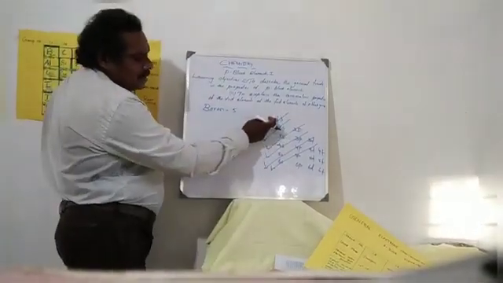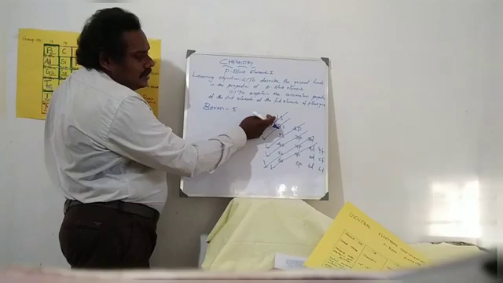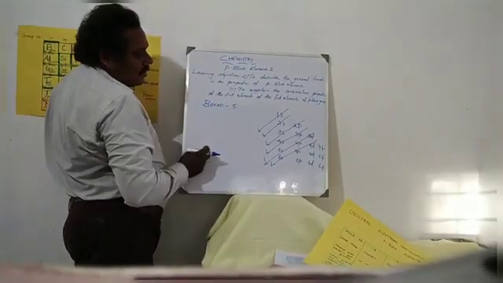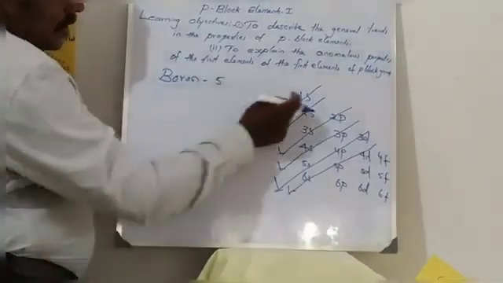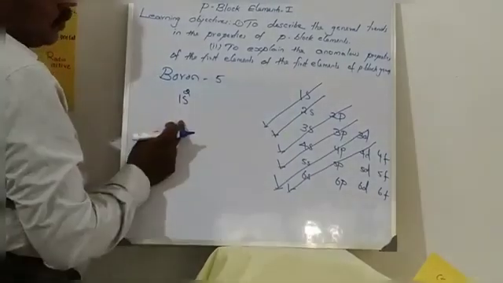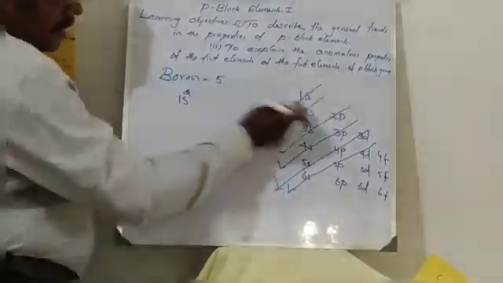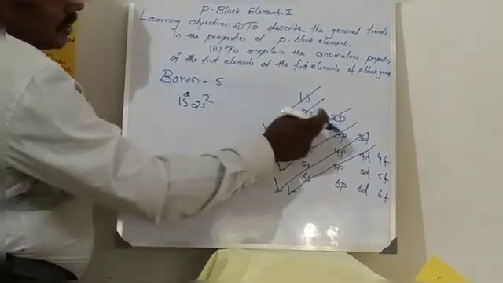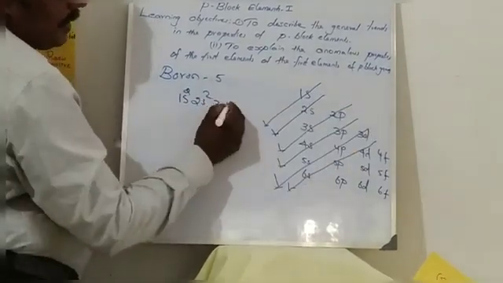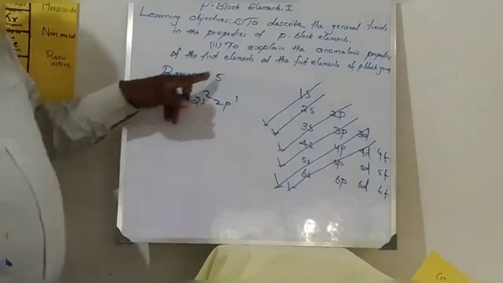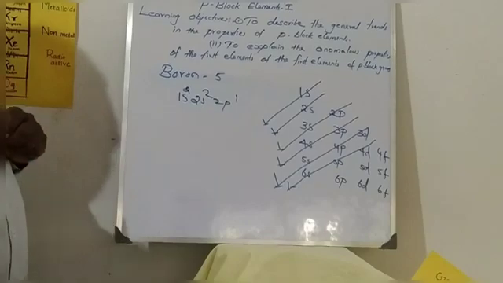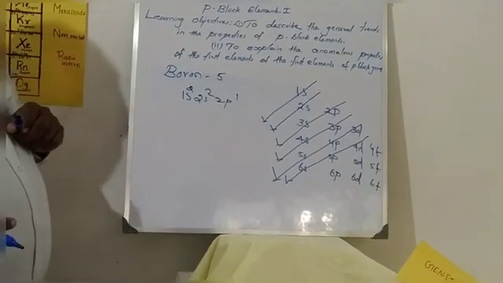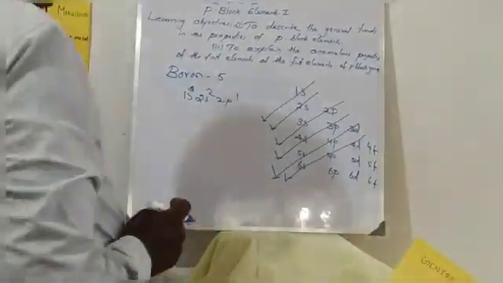We start with 1s. Each S can be filled with 2 electrons. Boron has atomic number 5. First start with 1s, which can accommodate 2 electrons: 1s2. Then 2s2. The next is 2p1. So 2 plus 2 is 4, 4 plus 1 is 5. This is the electronic configuration of boron. The next one, carbon.